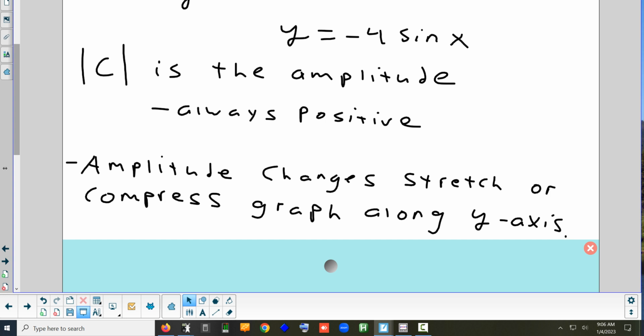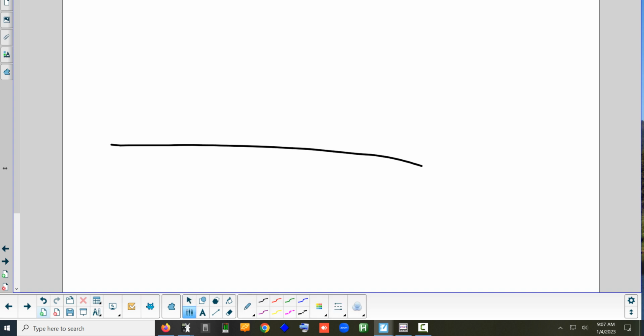So an amplitude change is going to either stretch or compress the graph along the y-axis. What kind of numbers do you think are going to cause it to stretch versus compress? Numbers that are greater than 1 and less than 1. Greater than 1? Okay, let's think about that on a number line. Let's mark this. So here's 0. So you're saying if you're in the greater than 1 section, what's going to happen here?